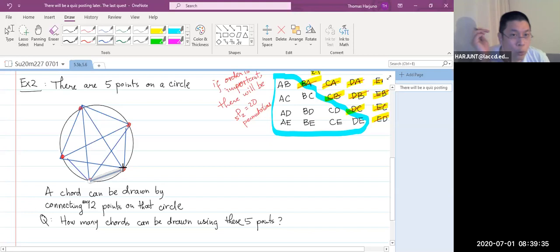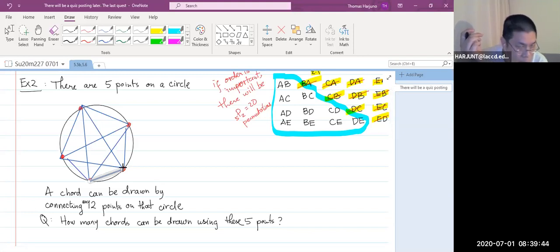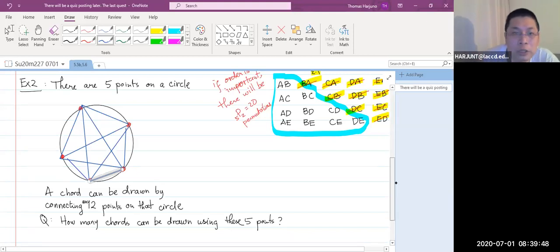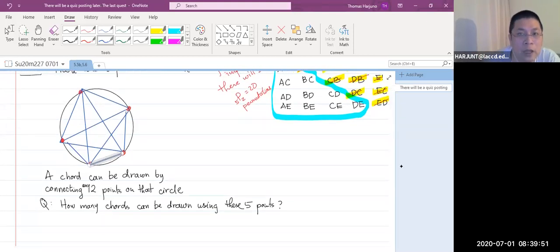You can keep on drawing it and then lose track, right? You're lucky it's only 5 points. What if I make it 50 points? Then you need to spend more time in drawing it, right? No, that's not the direction we want to go to. Now, as you can see here, yes, we still have 10 chords.